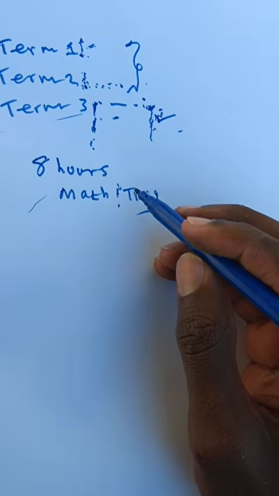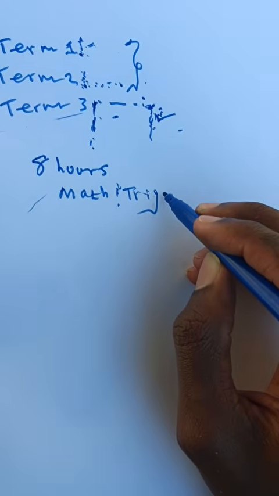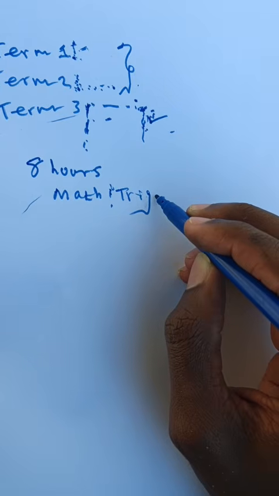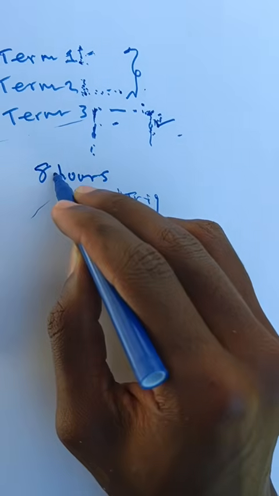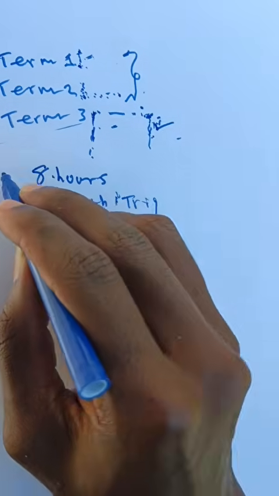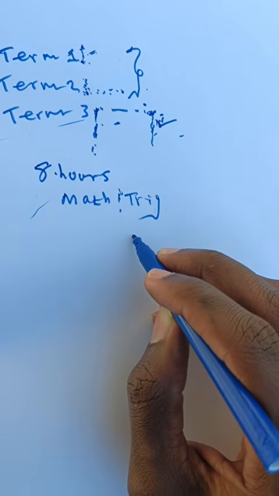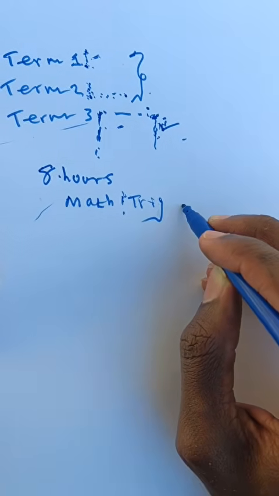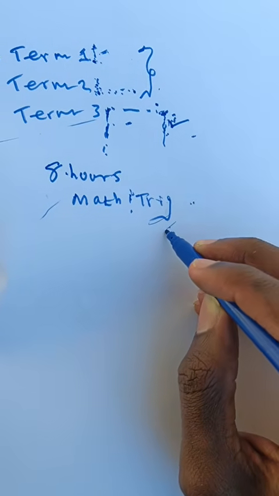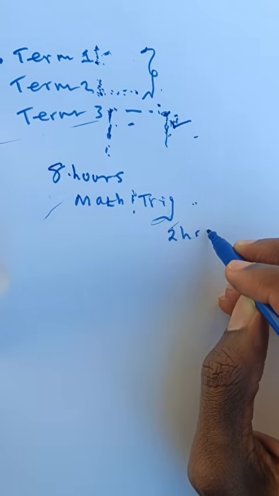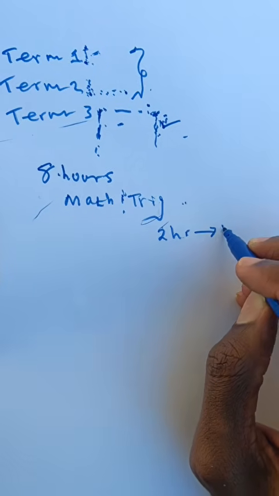So what you should do is this. Every day when you're studying a course or a certain topic, you should be balancing. If you're studying maths for 8 hours, split these 8 hours. For example, you can do this. You can say, I'll dedicate 2 hours, 2 hours will go to revisions.